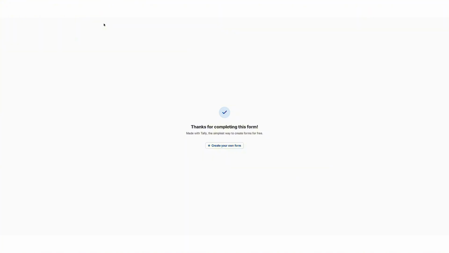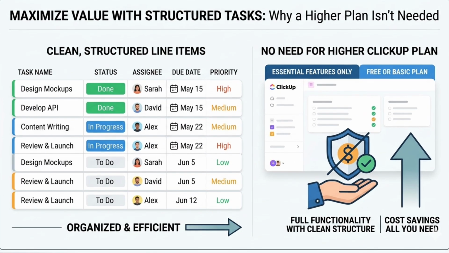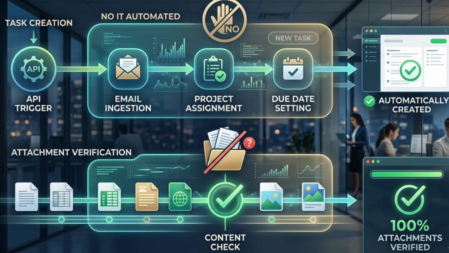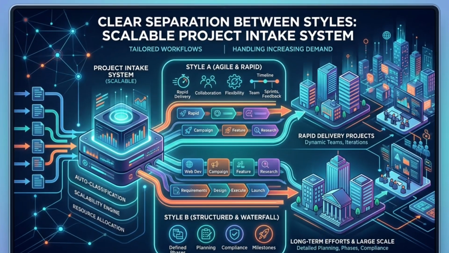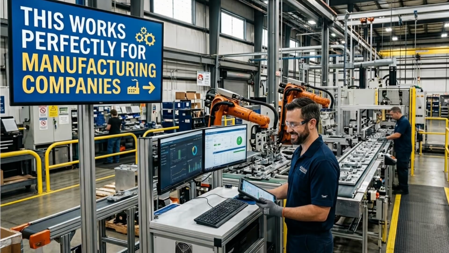So the system highlights: advanced conditional logic, free with Tally; HTTP modules to properly capture attachments; dynamic looping with Make.com modules; ClickUp task and subtask auto creation; filters to handle multiple scenarios; clean structured line items; no need for a higher ClickUp plan. So the key outcomes are no messy forms, no manual task creation, no missing attachments, clear separation between styles, a scalable project intake system. This works perfectly for manufacturing companies, garment production, construction production, custom product businesses, any company handling complex briefs.